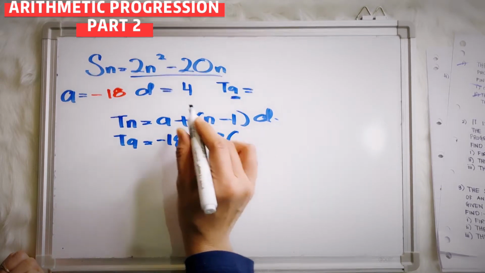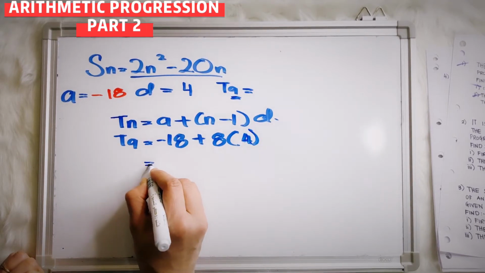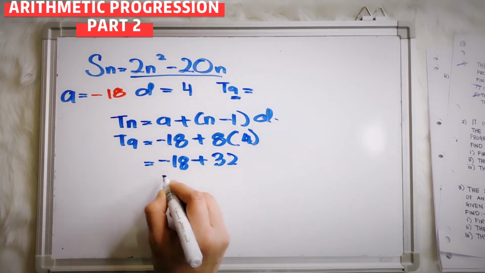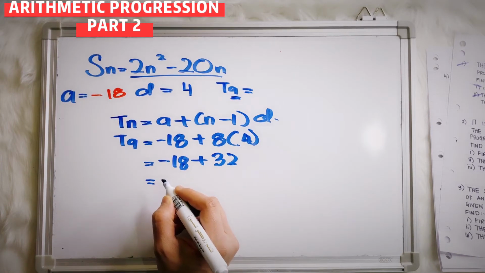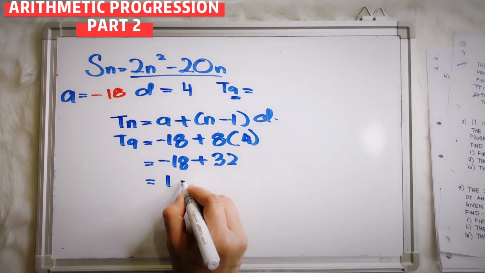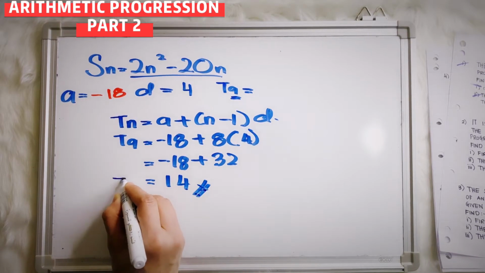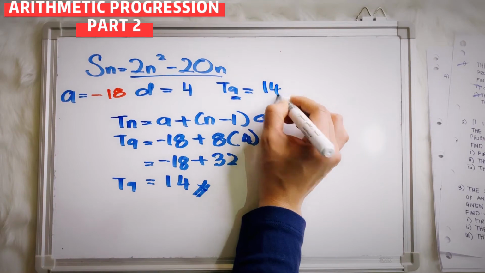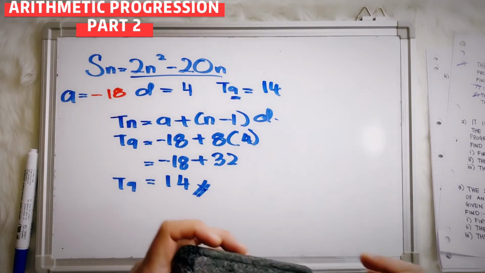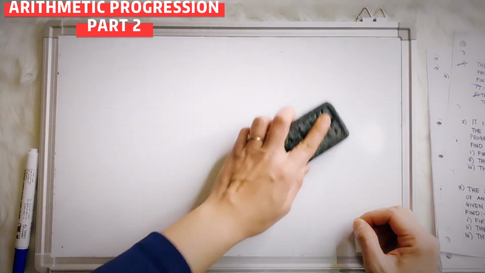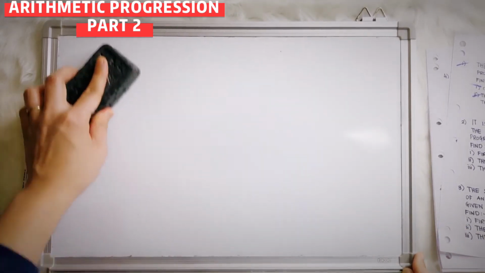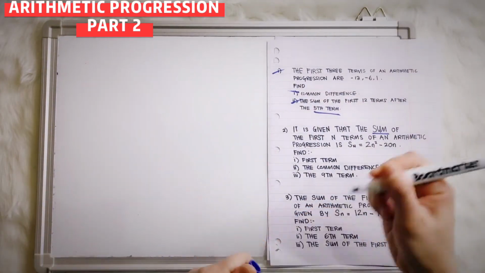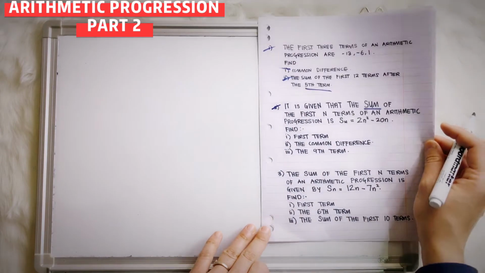8 multiplied with d, which is 4, so we have 32. Negative 18 plus 32, we have 14 here. So our T9 equals 14. Okay, done. Easy? Alright, we proceed with the next question. Number 2 done.